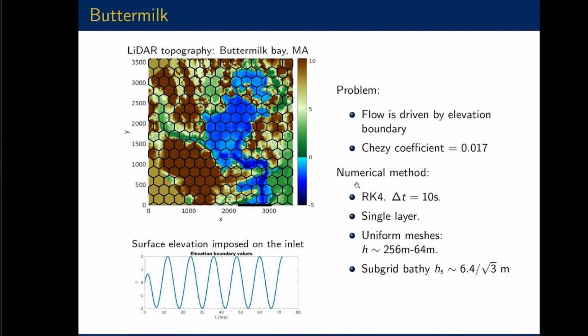In the numerical experiment, we use a uniform mesh that tiles the area, with mesh sizes ranging from 200 meters down to 64 meters, and we use 3-meter resolution to represent the subgrid bathymetry. We impose the tidal boundary elevation along this portion of the domain.